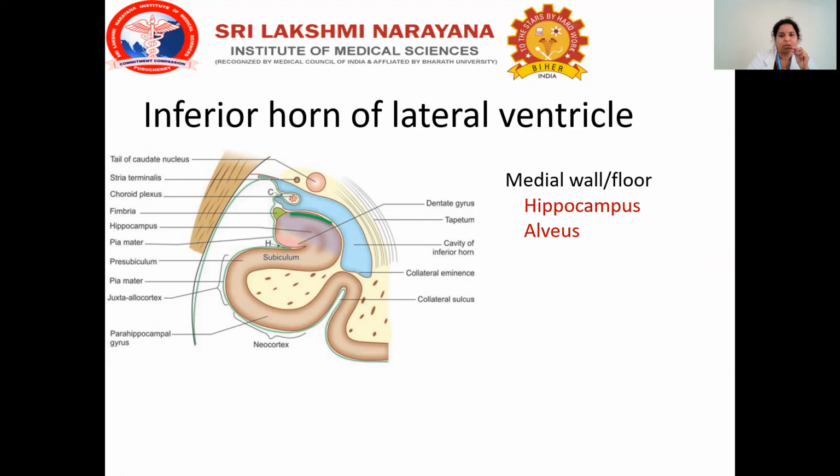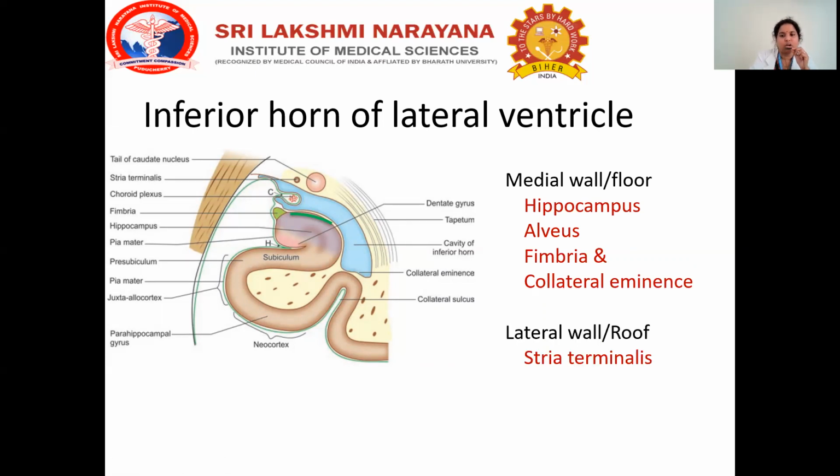Medial wall is formed by hippocampus. Hippocampus is covered by outflow coming from the hippocampus called alveus. The alveus converge medially to form fimbriae, and the medial wall is also formed by the collateral eminence, a swelling produced by the deep collateral sulcus. Lateral wall or roof is formed by a neurobundle called stria terminalis, tail of caudate nucleus, and tapetum fibers.